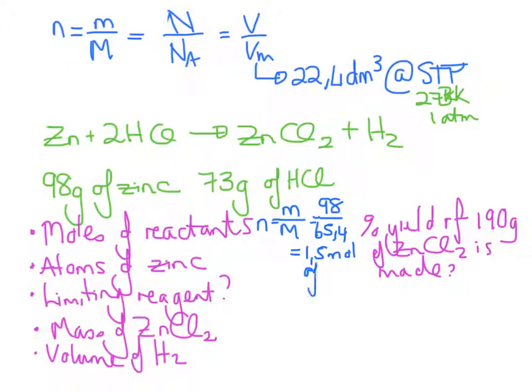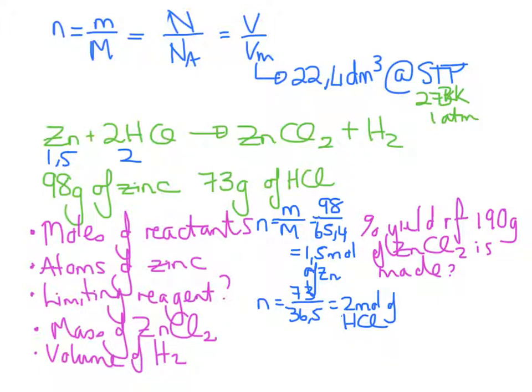That's of the zinc. And then the number of moles of the hydrogen chloride is 73. I divide that by 36,5, and I find that I get 2 moles of hydrogen chloride. So that's what I've been given. So now we know we've got 1,5 moles of zinc, and we've got 2 moles of hydrochloric acid.